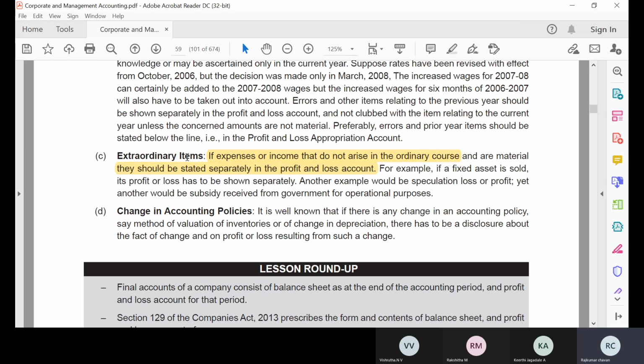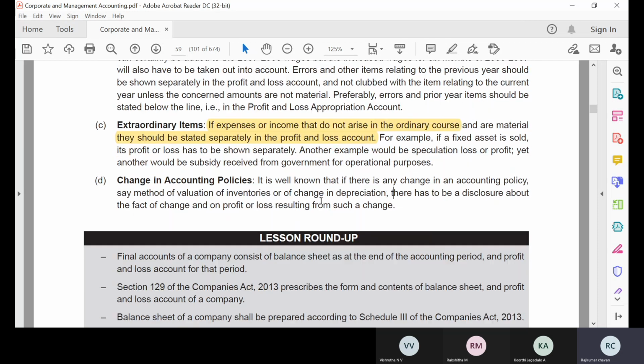In the profit and loss account, we have a provision related to extraordinary items. You need to calculate your profit or loss before extraordinary items and after extraordinary items. So what are extraordinary items? Basically, those expenses incurred by the company, or income you get, that are not regular and do not arise in the ordinary course. Such items are called extraordinary items, which are not regular in nature.